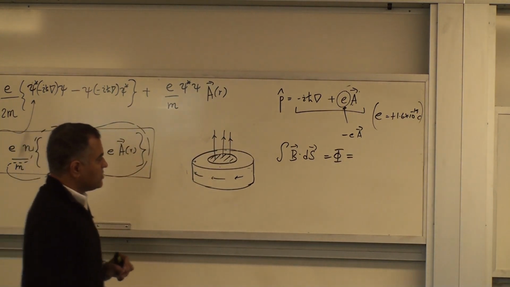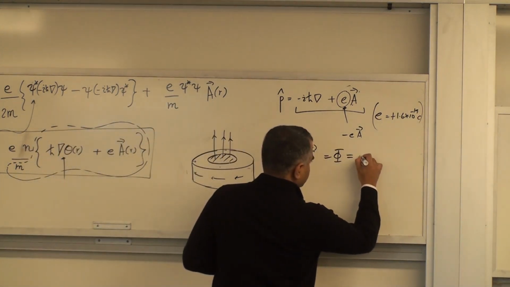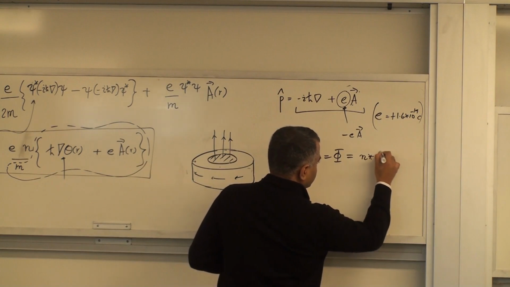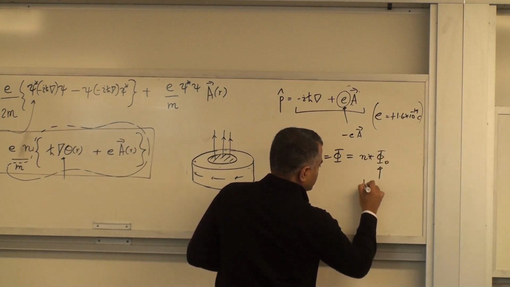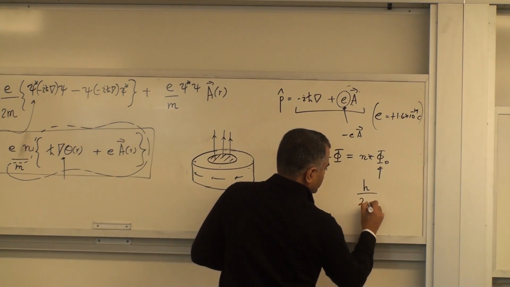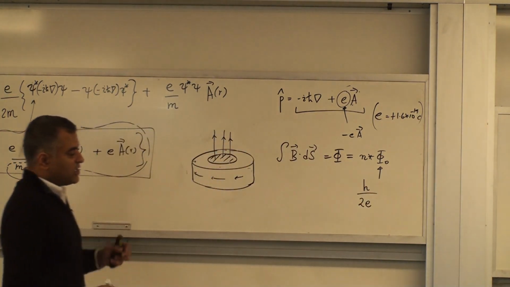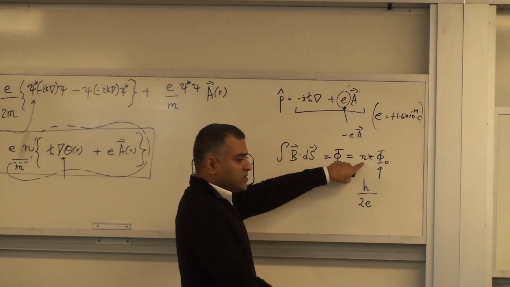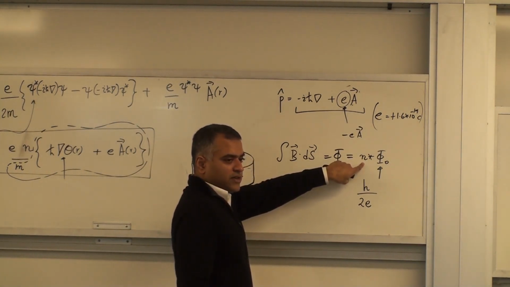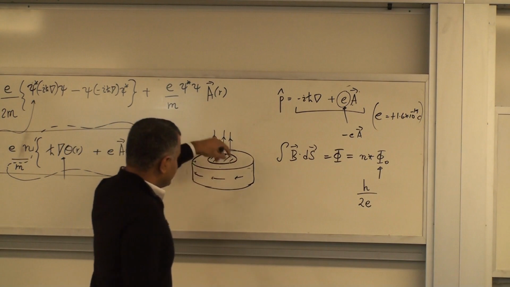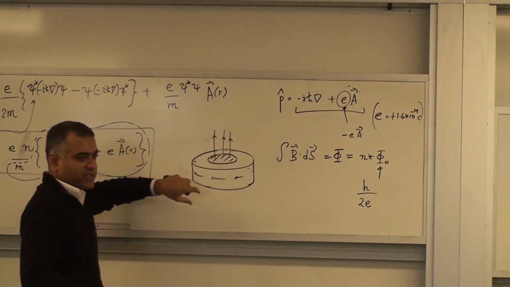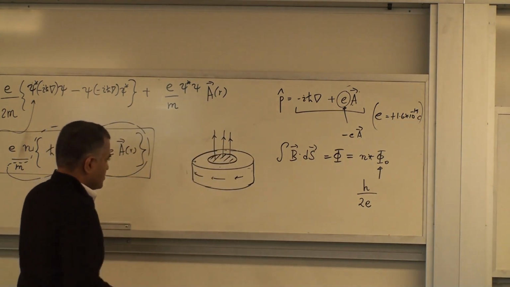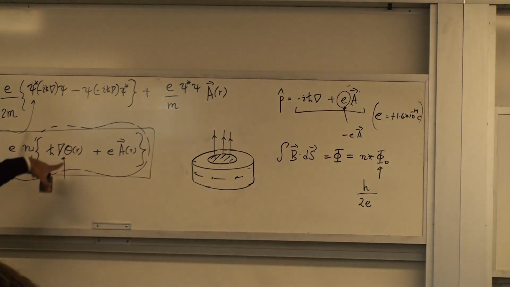It's quantized in units of an integer times phi naught, and this phi naught is Planck's constant by twice the electron charge, h by 2e. So it can be 0, 1, 2, 3, 4, and so on. Nothing in between. This has been measured with incredible experimental precision, and you can also get it in two lines from this expression.